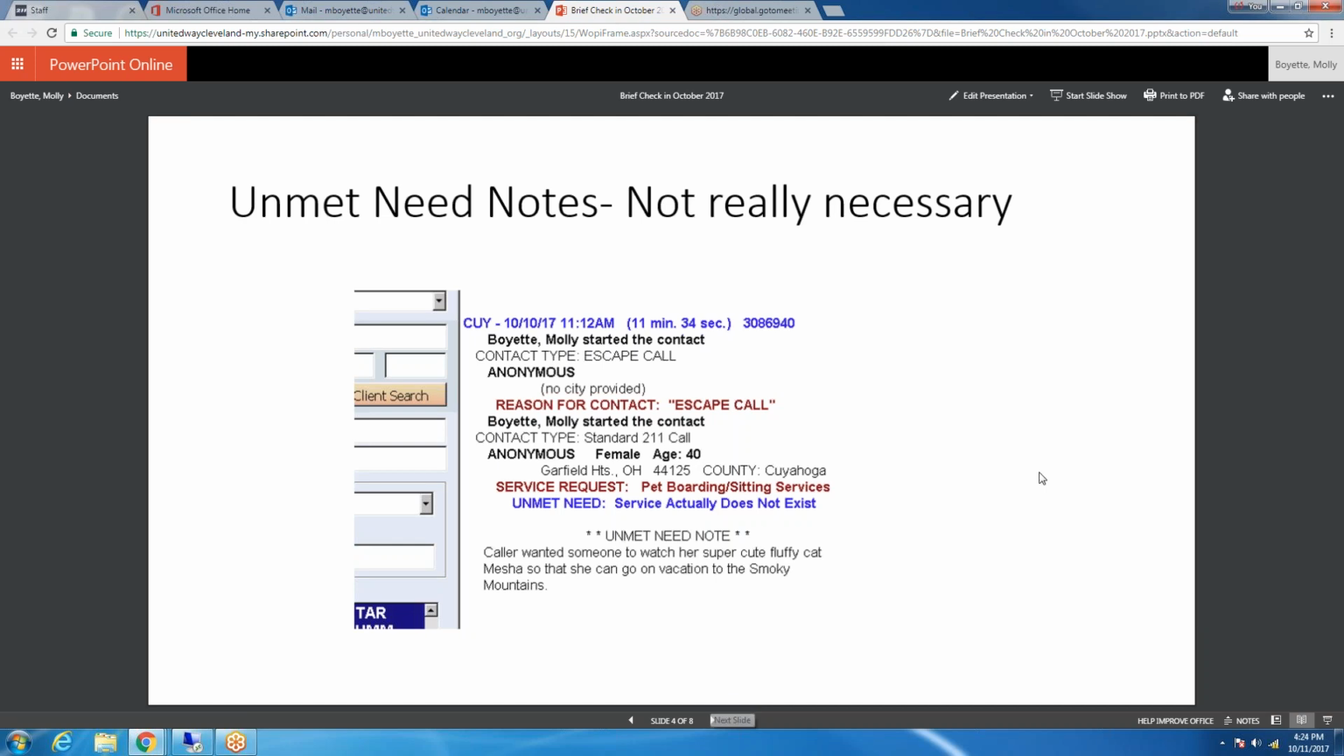So you can see here my unmet need note. Nobody's going to care about it. However, if somebody would like to come over and take care of our cat when we go on vacation, let us know.